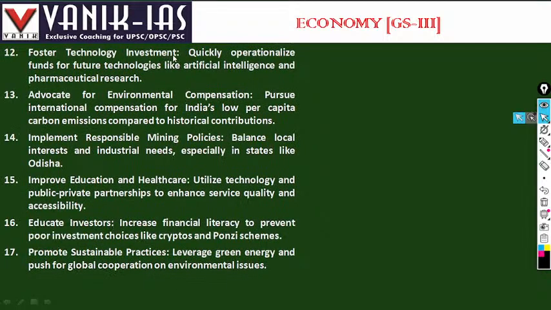Foster technology investment, quickly operationalize funds for future technology like artificial intelligence and pharmaceutical research. Advocate for environmental compensation, pursue international compensation for India's low per capita carbon emissions compared to the historical contribution by other countries. Because in India, the carbon emission is much less.